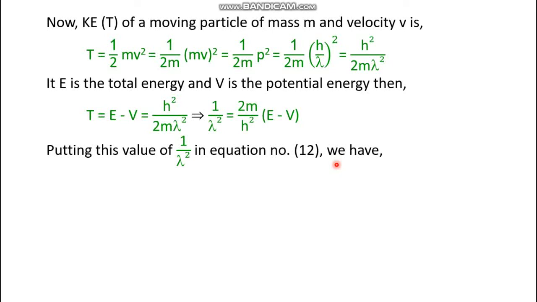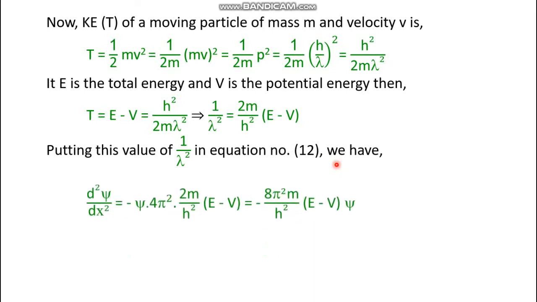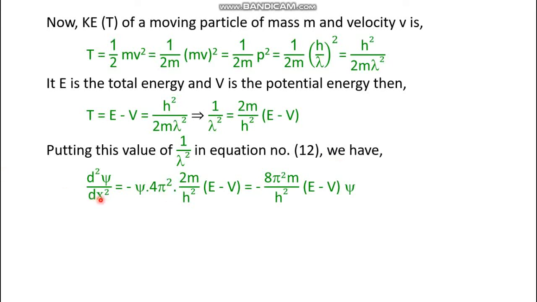Now putting this value of 1 by lambda square in equation number 12. We already had equation number 12, a double differentiation form of psi, which is d2 psi dx square, and in place of 1 by lambda square we have written the overall right hand side of this equation, that means twice m by h square into E minus V. As a result we get minus 8 pi square m by h square into E minus V into psi. So this is what happens when a particle moves along the x-axis. This is the one-dimensional form of the Schrödinger wave equation, time independent.